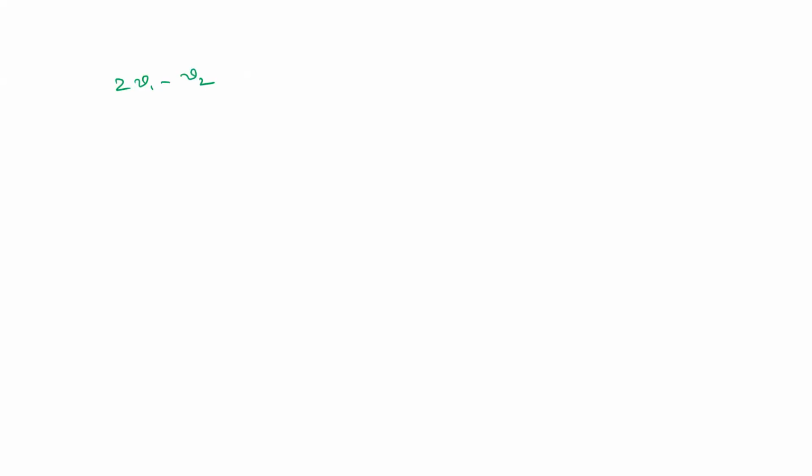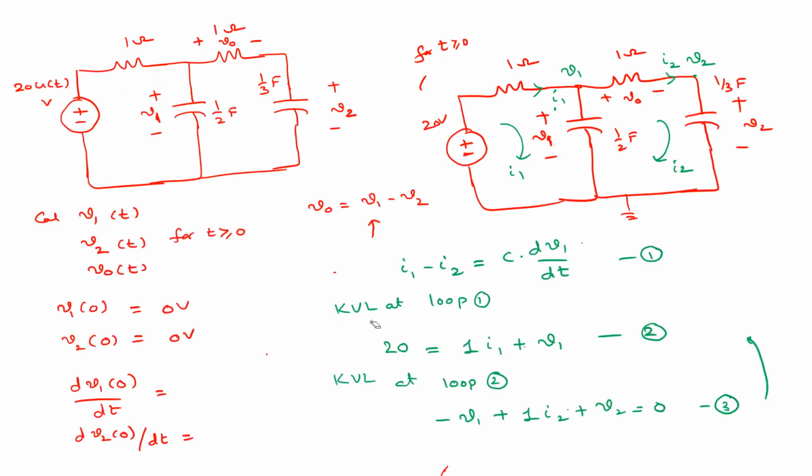Sir, again two variables will come, right? Yes, sir. So we substitute at t equal to 0. dV1 and V2 are 0 now. At t equal to 0, V1 and V2 are 0. So subtracting those, we will get I1 minus I2 now.